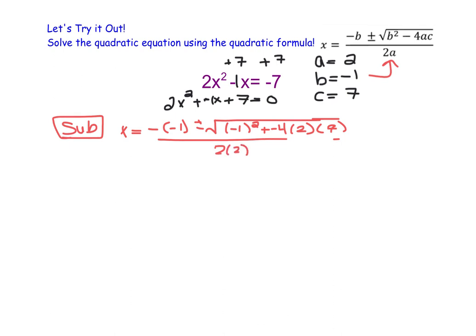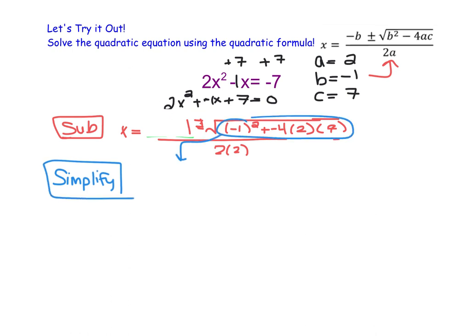Now what I want you to notice here with this negative b is here you have minus a -1, which we know if we have minus a negative, this can really be rewritten as a positive 1. So kind of keep that in mind. Be on the lookout for those types of situations. So now that we've substituted, we're going to simplify that portion that is underneath the square root. So we're going to focus on this piece right here. So here I have -1 squared plus a -4 times 2 times 7.